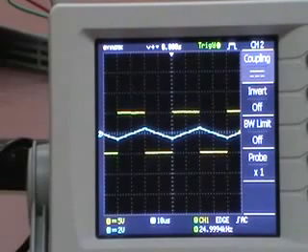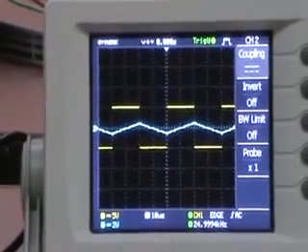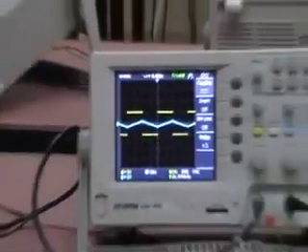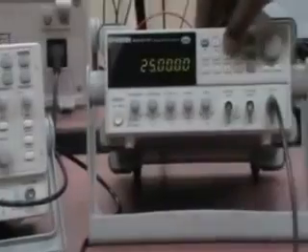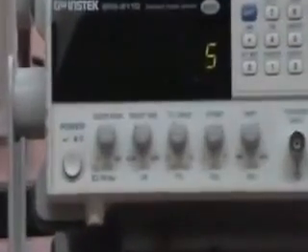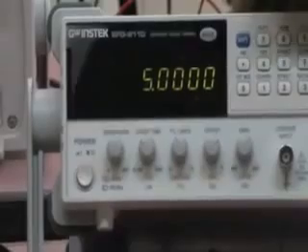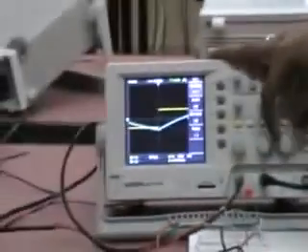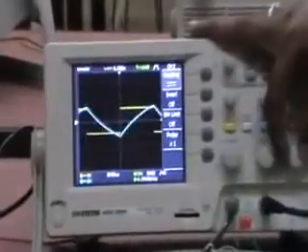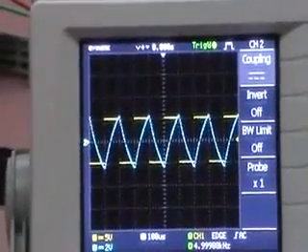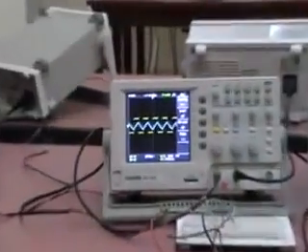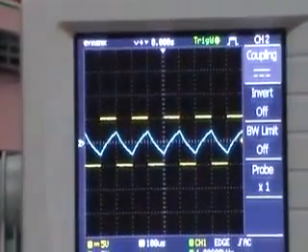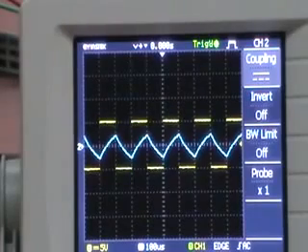Coming to the second case, whenever the time constant is almost equal to the time period, we will take the frequency as 5 kHz. We keep 5 kHz in the function generator, and by making some adjustments, we will see how the variations appear in the DSO. In this case, it is not exactly triangular; it is getting somewhat near to the input.